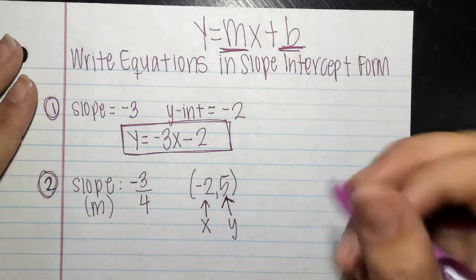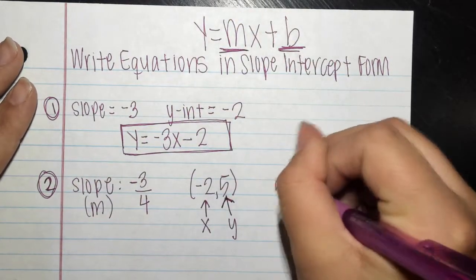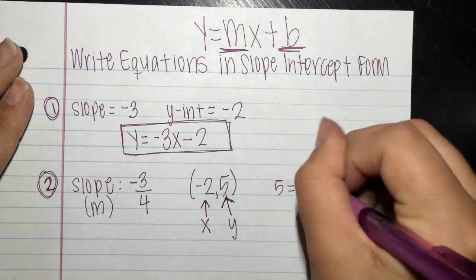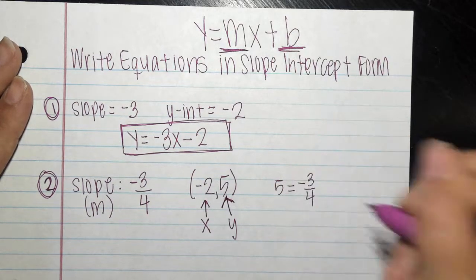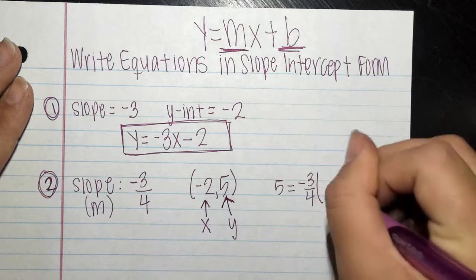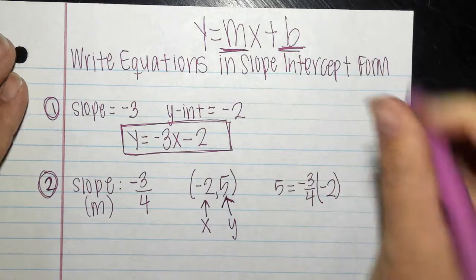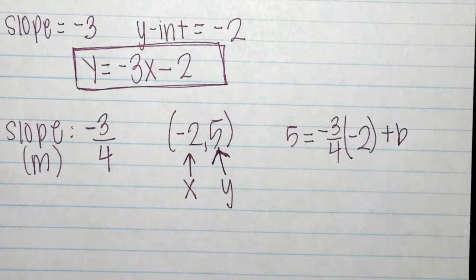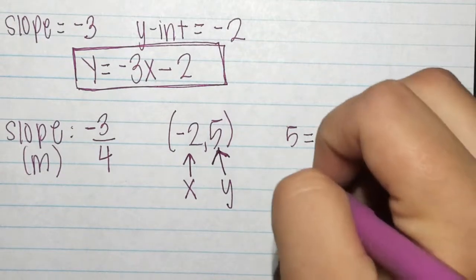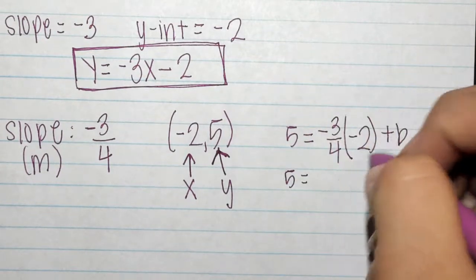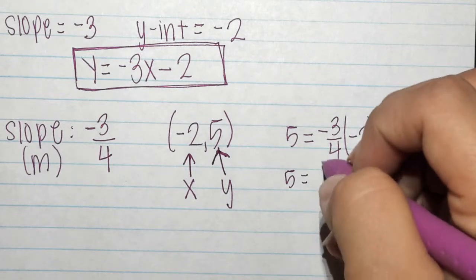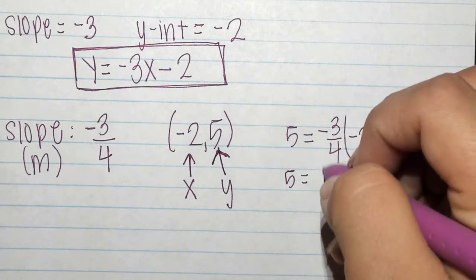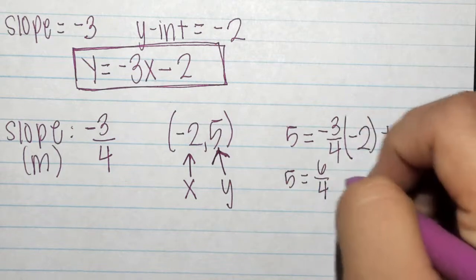Yeah. Awesome. 5 equals negative 3 fourths times x, which is negative 2, plus b. 5 equals 6 fourths, right? Yes. 6 fourths plus b.